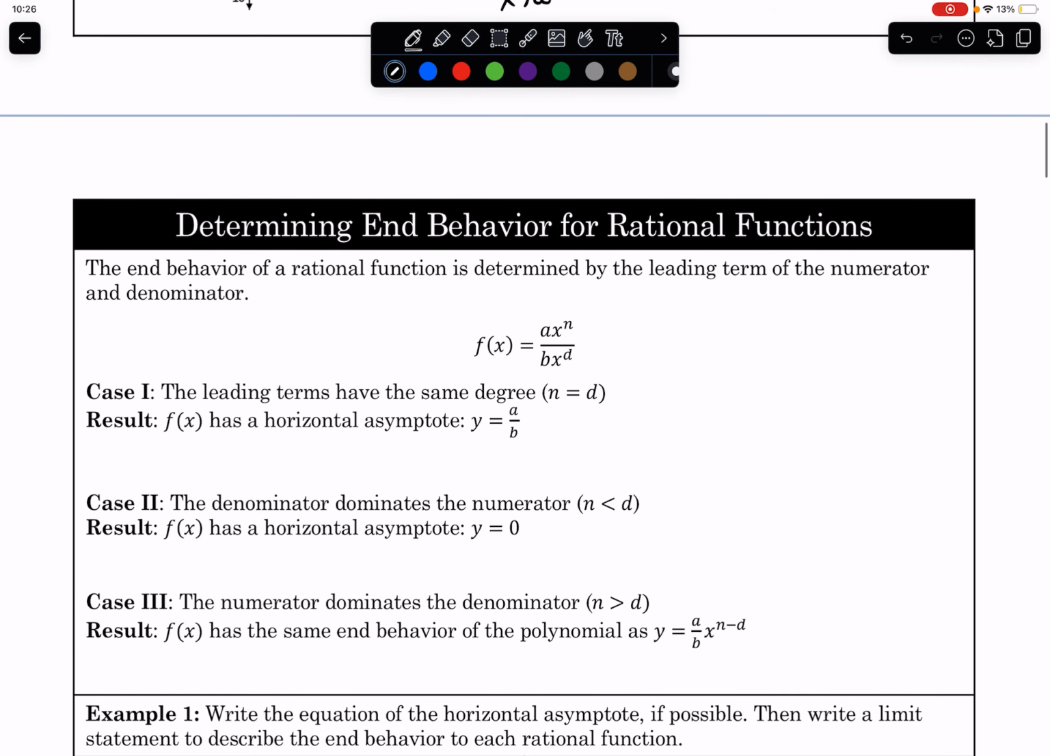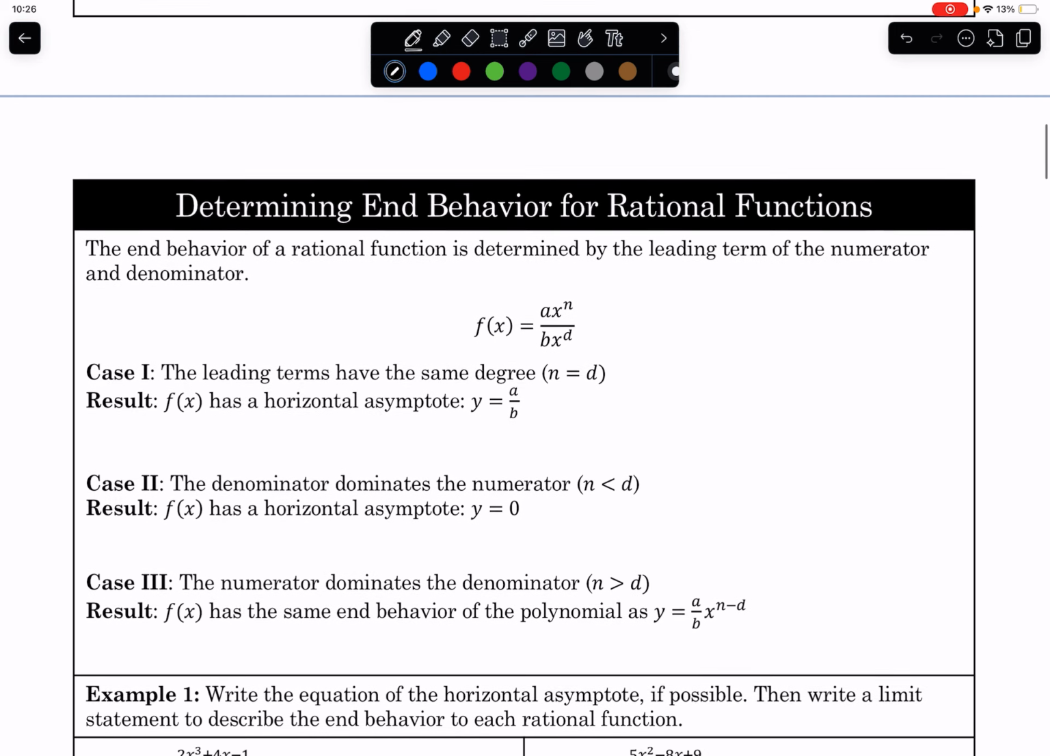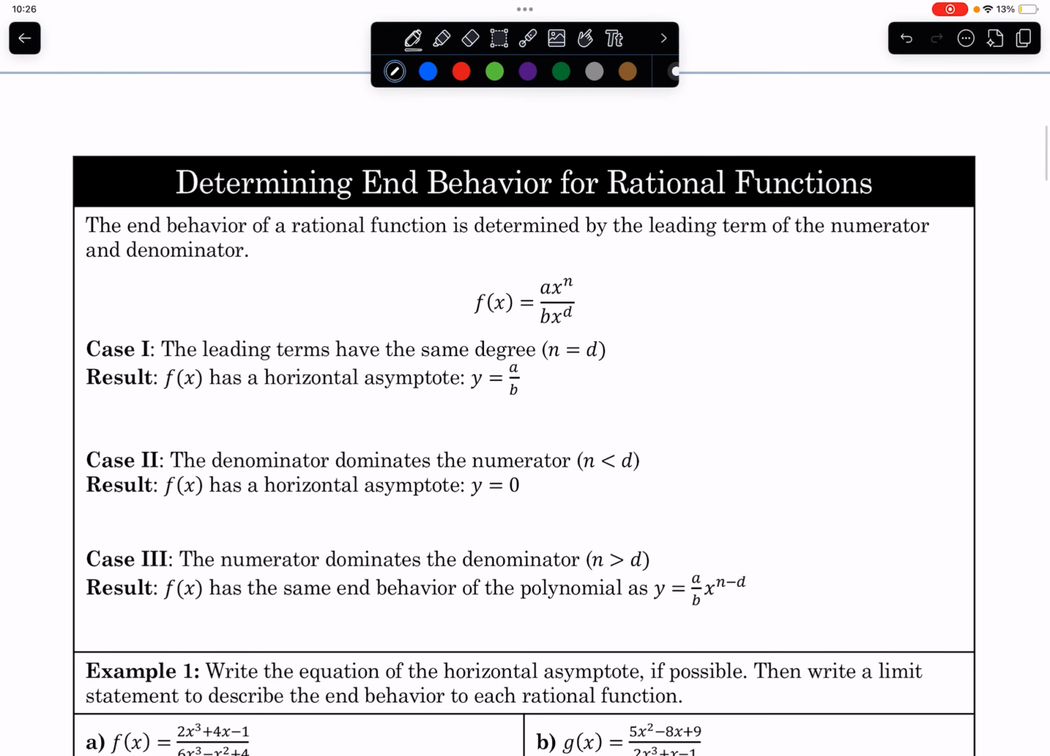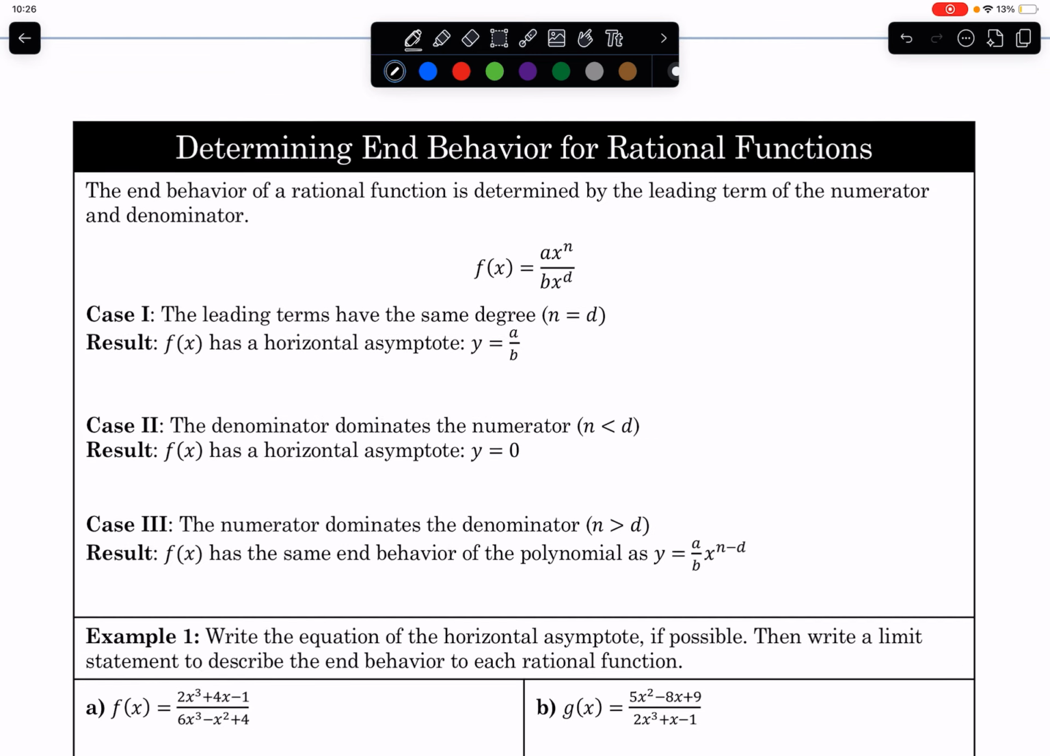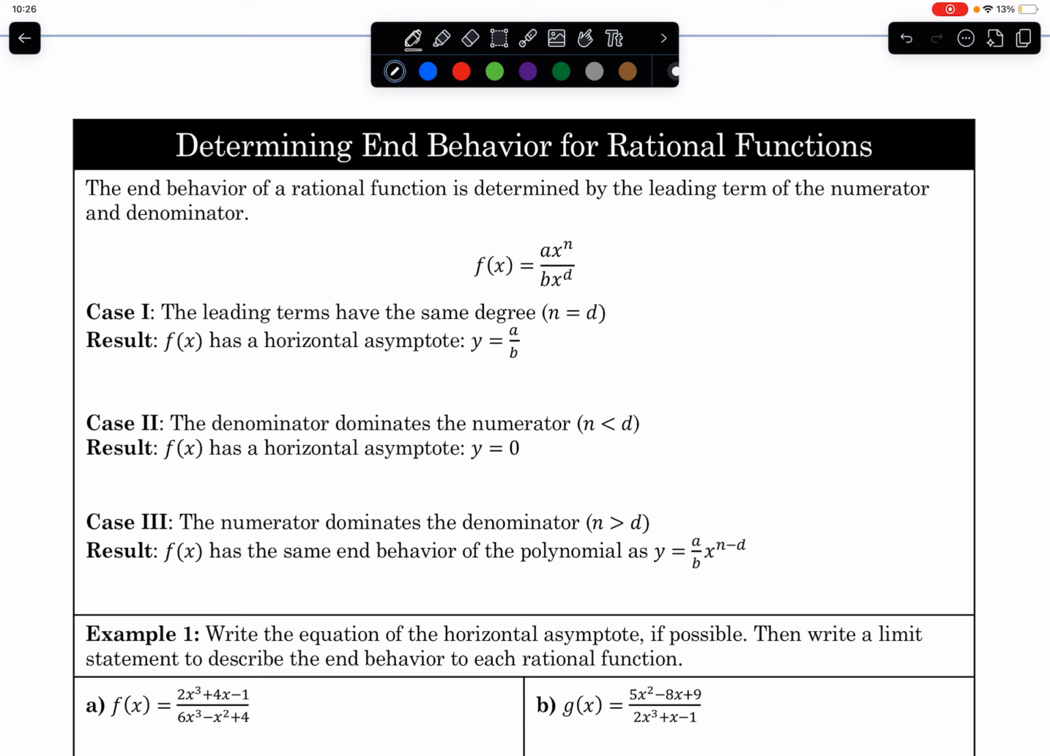Now, obviously, you can just graph it using a graphing utility and see what the end behaviors are. But since a portion of your AP test does require you to do things without the calculator, let's practice that for that portion of the test. Now, the end behavior of a rational function is determined by simply looking at the leading terms of both the numerator and the denominator.